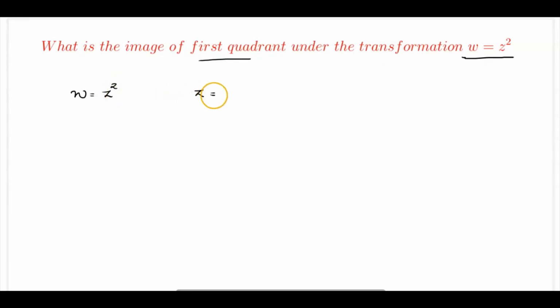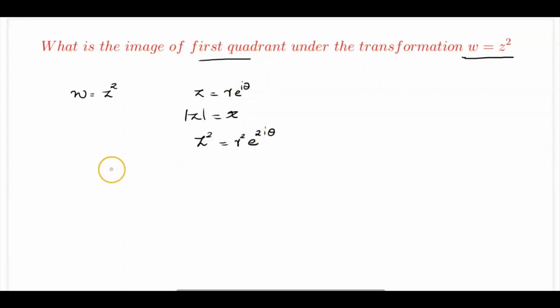We can write Z in polar form as Z is equal to R e raised to I theta, where theta is the argument and R is the modulus. So, mod Z is equal to R. What is Z square? Z square is (R e raised to I theta) whole square, that is R square e raised to 2I theta.